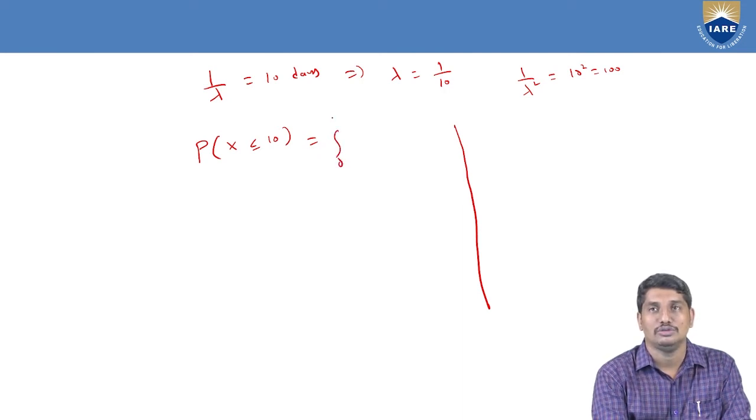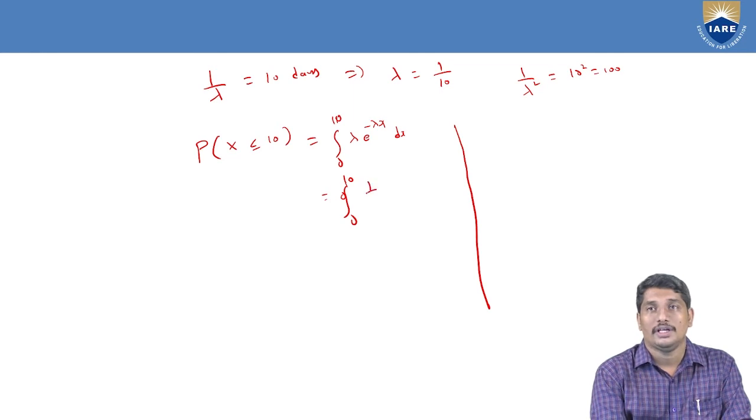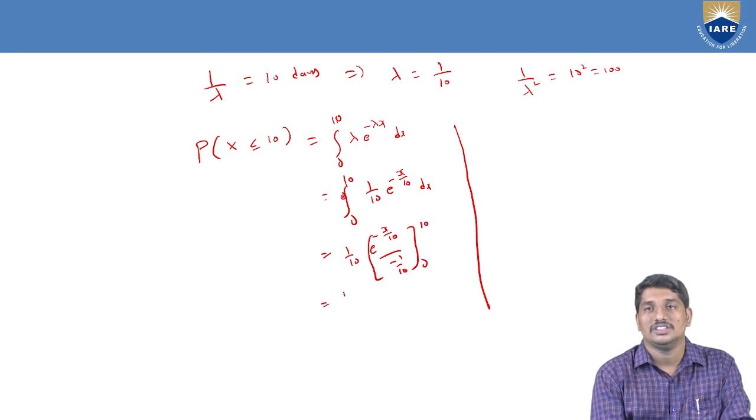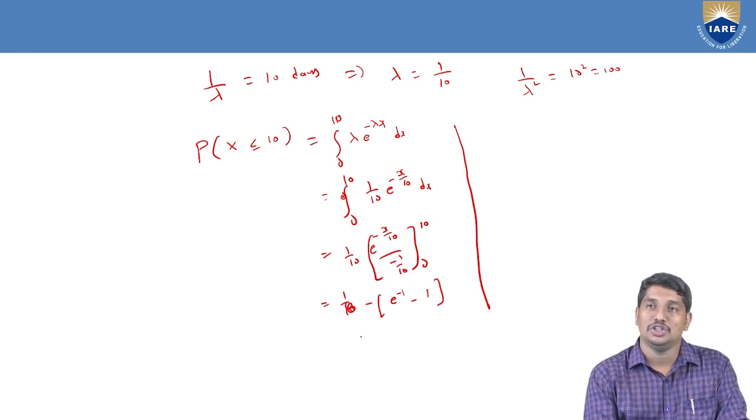Density function means the integral from 0 to 10 of lambda e power minus lambda x dx. That is the integral from 0 to 10 of 1 by 10 e power minus x by 10 dx. That is 1 by 10 e power minus x by 10 divided by minus 1 by 10, from 0 to 10. That is 1 by 10, and it becomes minus e power minus 1 minus 1. If you calculate this, you will get a probability.